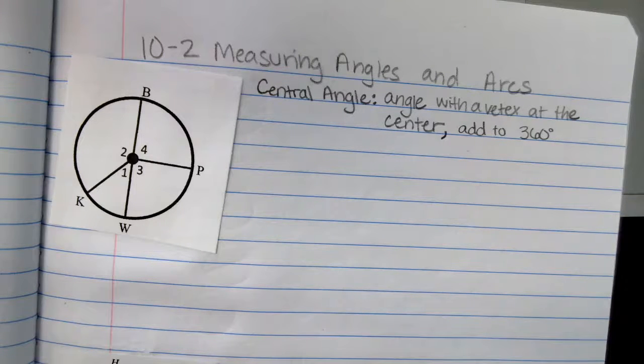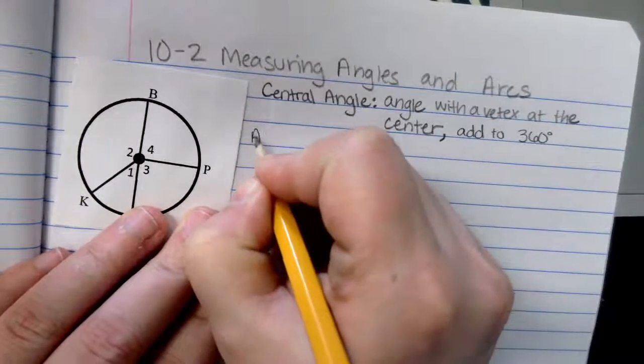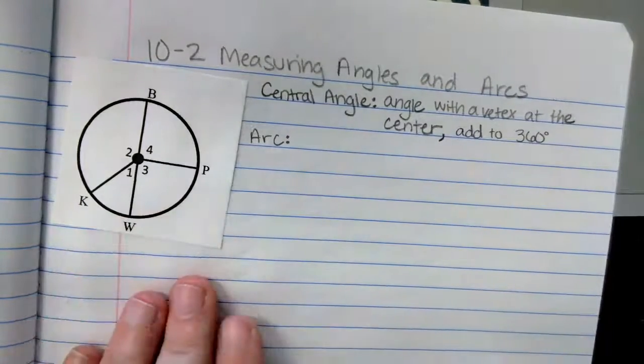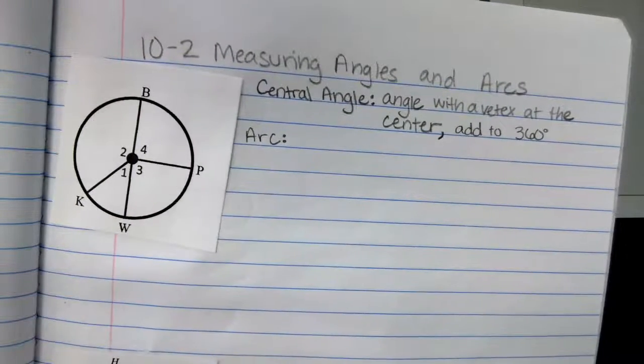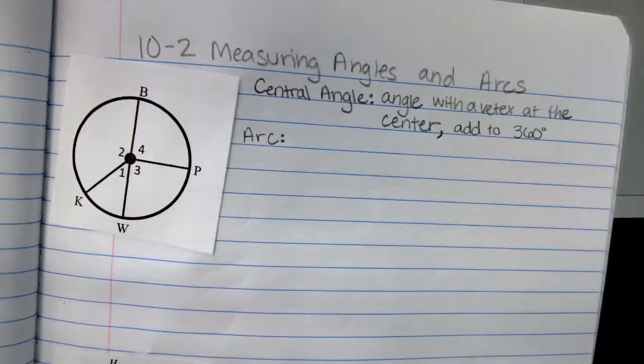Next up, we got arc. An arc with a C, not with a K. So an arc, it's like an arc welder. Do you know how to arc weld, Miss Ryder? No. All right, an arc is a part of the circumference.